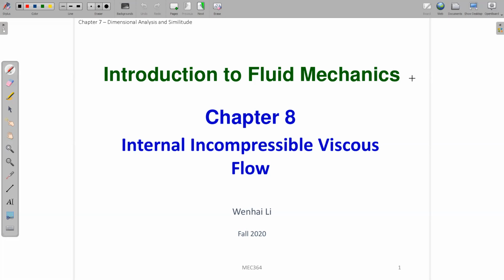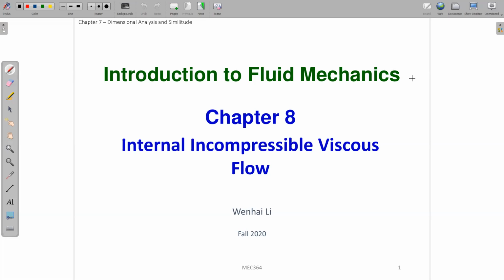Chapter 8 is for the internal incompressible viscous flow. Internal means that the flow is inside of tubes or pipes or channels. Okay, and in chapter 9 we will focus on the external incompressible flow. External flow is like the flow over a flat plate and the flow over an airfoil. Okay, those kinds of things.